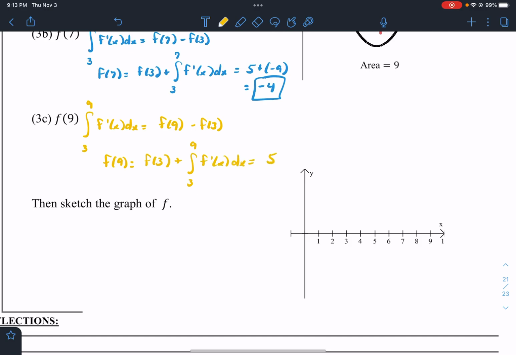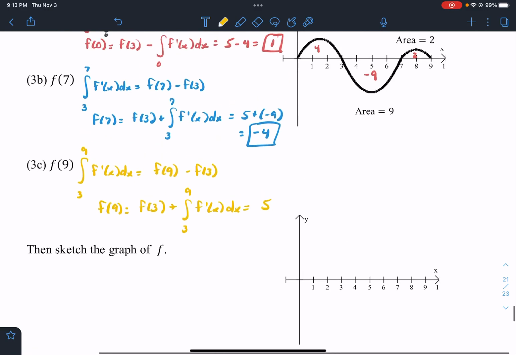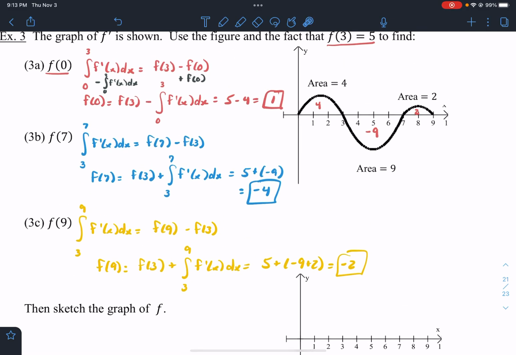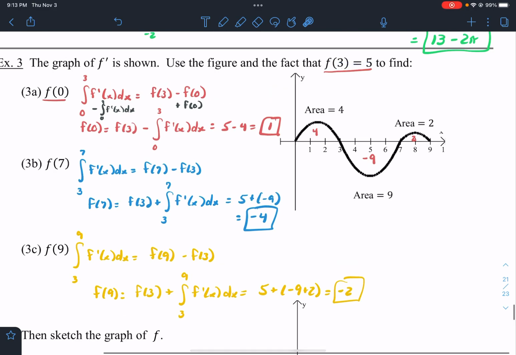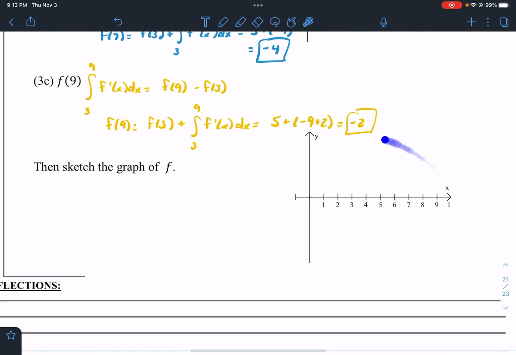So f of 3 is 5. Then the integral from 3 to 7 was -9, and the integral from 7 to 9 is 2. So altogether, this is going to give me a -7. If you want to write it out as 2 pieces, you're more than welcome to do so. But if you just want to push those together into -7, that's fine also. So either way, you should end up with a -2. So now you have your specific points. I have (0, 1), I have (7, -4), I have (9, -2), and then I also have (3, 5). And that would be what we used here to graph those.